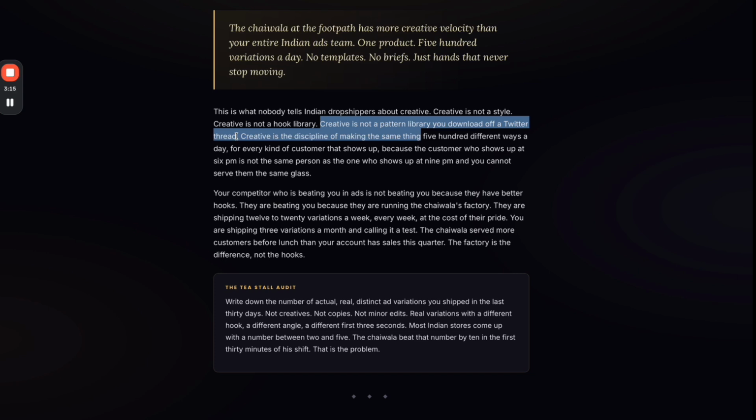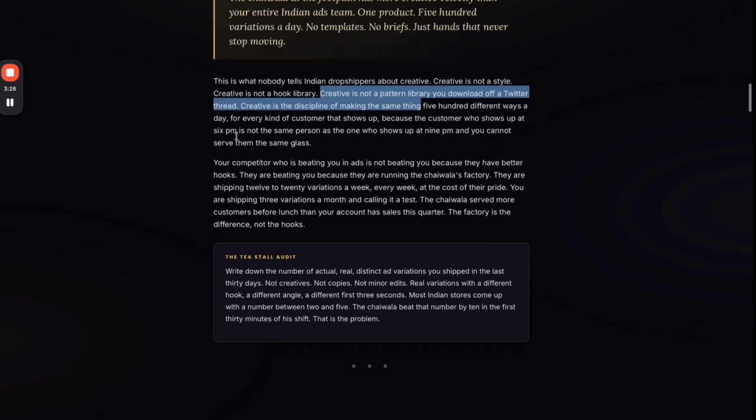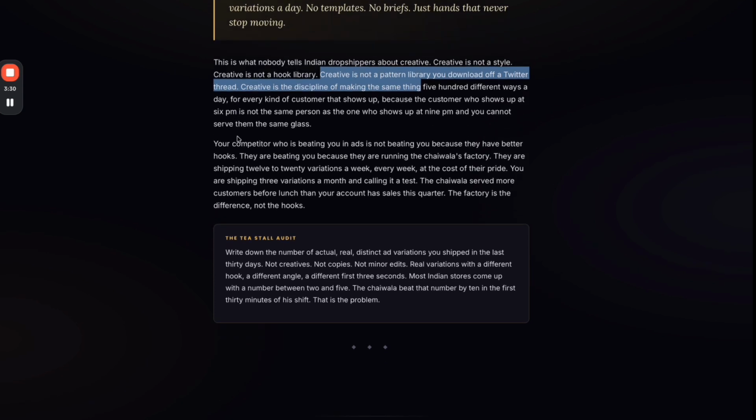Your competitor who is beating you in ads is not beating you because they have better hooks. They are beating you because they are running the chai wala's factory. They are shipping 12 to 20 variations a week, every week, at the cost of their pride. You are shipping 3 variations a month and calling it a test. The chai wala served more customers before lunch than your account has sales this quarter. The factory is the difference, not the hooks.